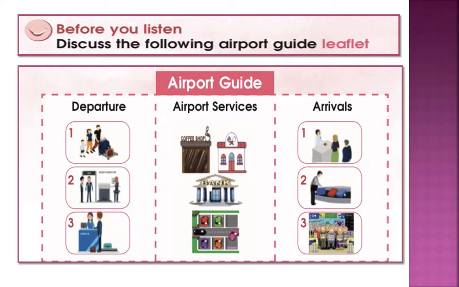Here, before you listen, discuss the following airport guide leaflet. Airport guide. We have here departure and airport services and arrivals. In departure, you can go and check your luggage and check your passport, and airport services like checking your passport and checking your luggage. When you arrive to your destination, the employees will check your passport and your paper there to go inside the country.